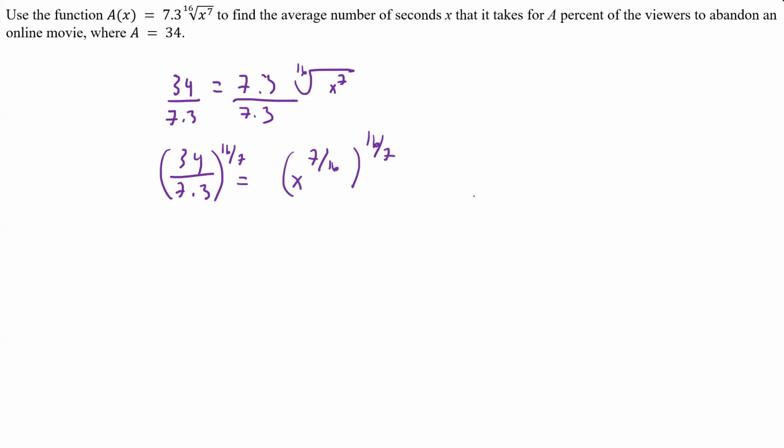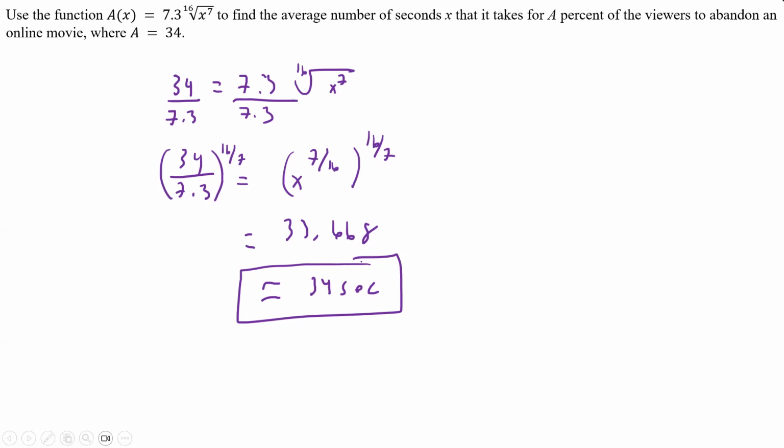So that's going to be 33.668. So roughly about 34 seconds. Okay. So that's going to be my solution to this one. It's about 34 seconds if A is the percent of the viewers. So it's roughly equal, 34 seconds, 34 percent. All right. Let's stop there. We'll come back for some more.